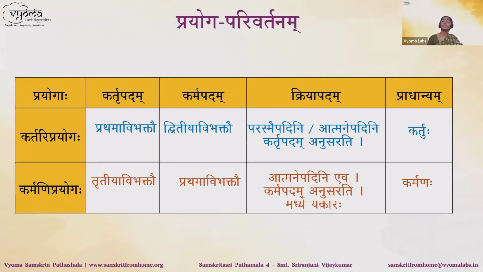Karma padam in a kartari prayoga, it is dvitiya vibhakti 2.1. Now in a karmani prayoga, it should be in prathama vibhakti. So 2 to 1 is the conversion. Karta it is 1 to 3. Karma padam it is 2 to 1. Right? 2.1 to 1.1, 2.2 to 1.2, 2.3 to 1.3. Vachana should follow. You should not miss the vachanam.